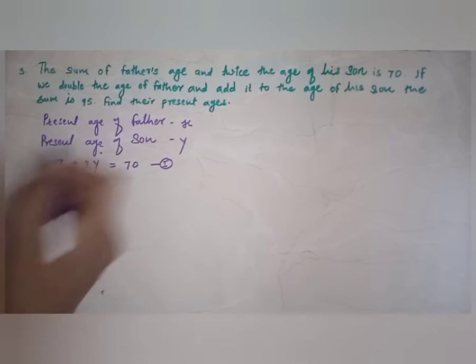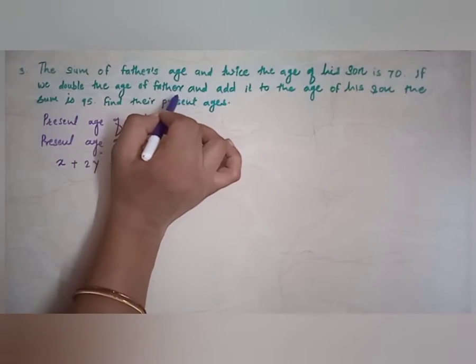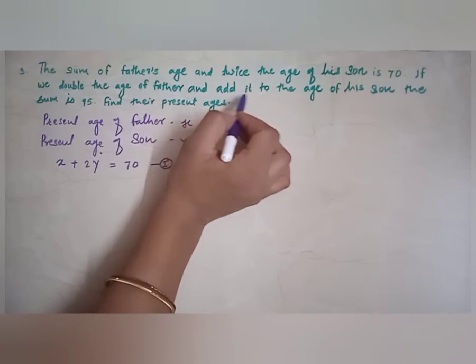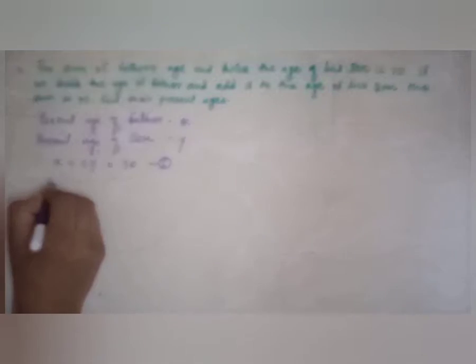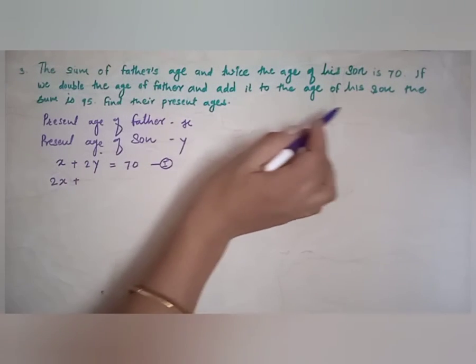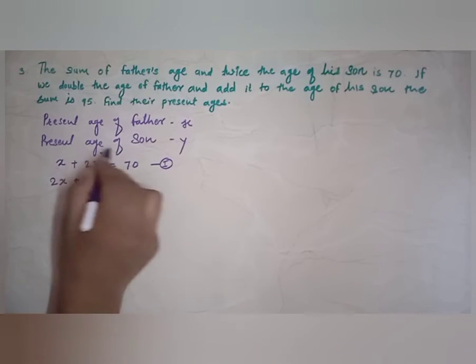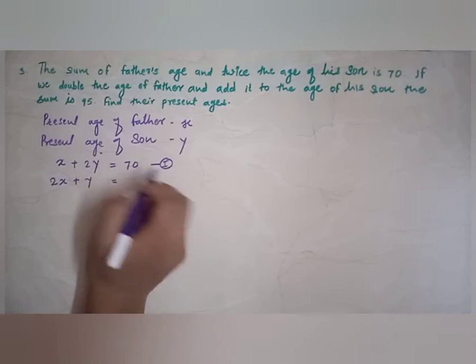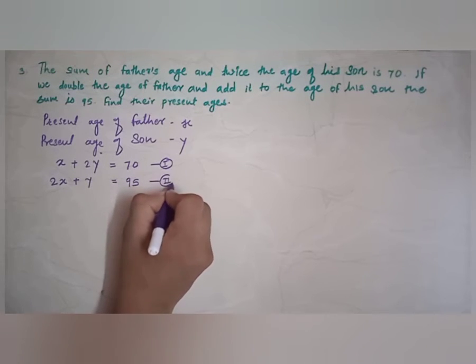So let's take the second equation. If we double the age of the father and add it to the age of his son, the sum is 95. So 2x means double the age of the father, and plus y, where y means the age of the son. So you write here 95. This is our second equation.